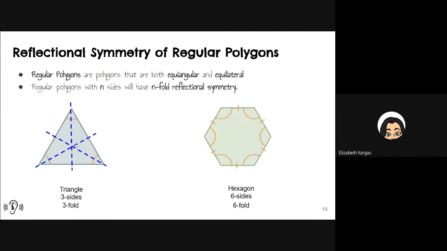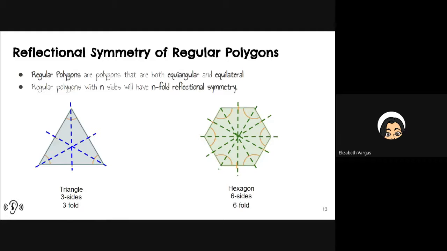So if this regular polygon has 3 sides, it'll have 3-fold reflectional symmetry. If this hexagon has 6 sides, it'll have 6-fold reflectional symmetry. If we have an octagon, which is a regular polygon, the octagon has 8 sides, so it'll have 8-fold reflectional symmetry. And we can see those lines of symmetry here. Are there any questions about this?